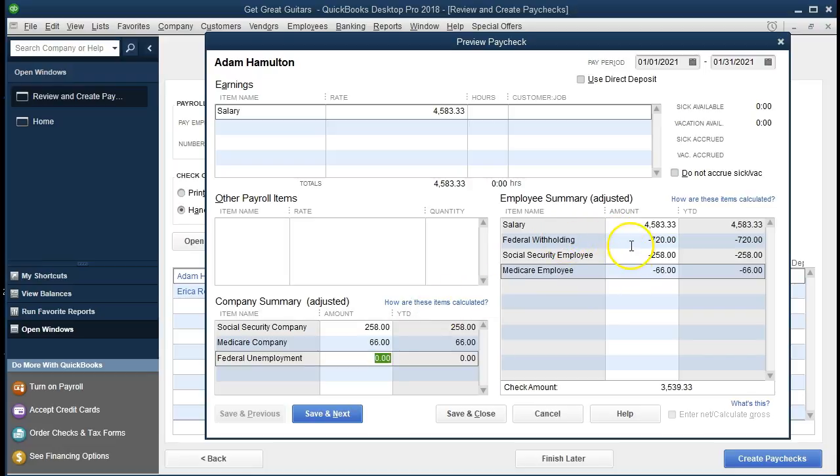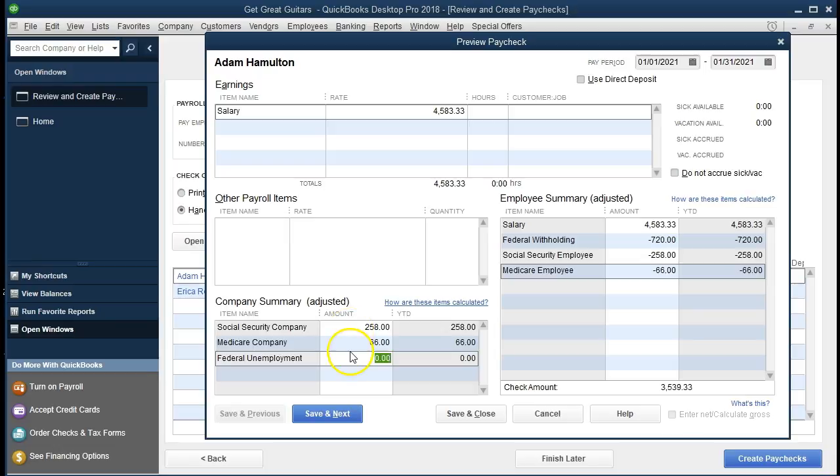This is the same two amounts, but these are the amounts that the employees are paying for Social Security and Medicare out of their paycheck. So these are really not our payroll taxes. These are the employees' payroll taxes. These are the company payroll taxes that are paid based on the employees.